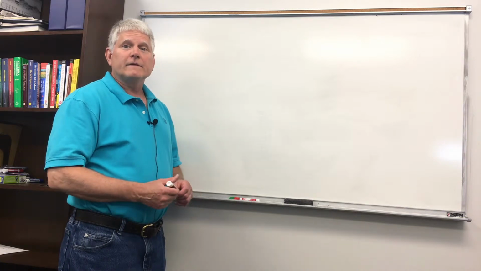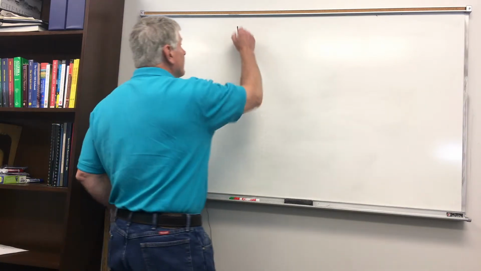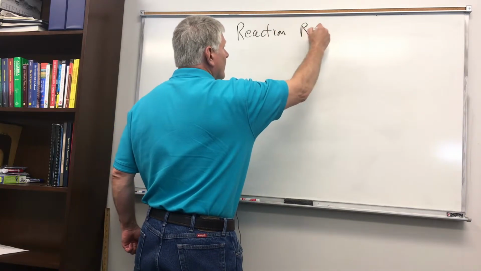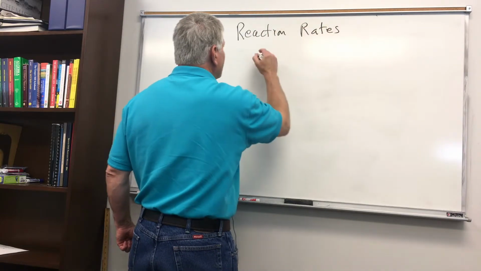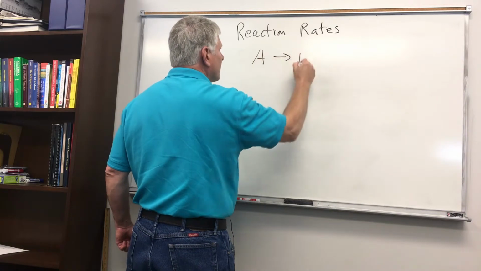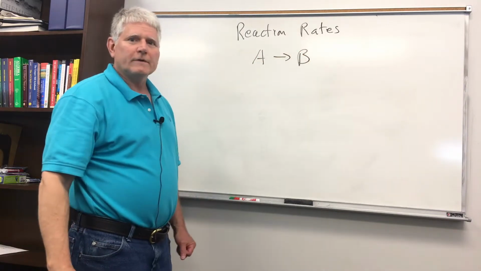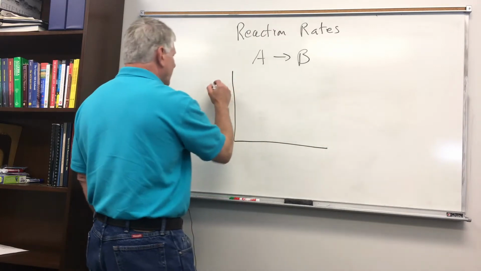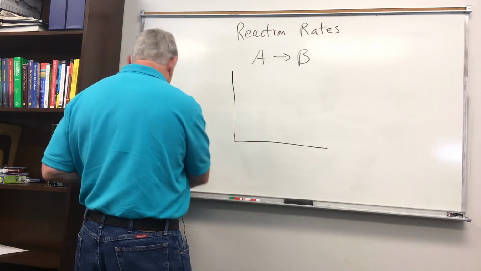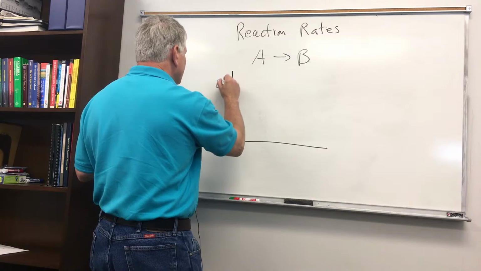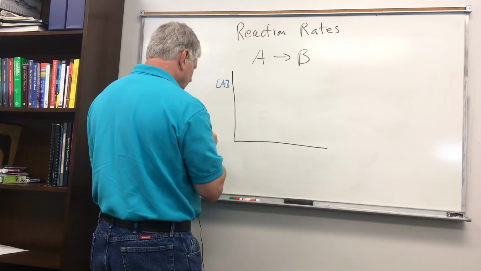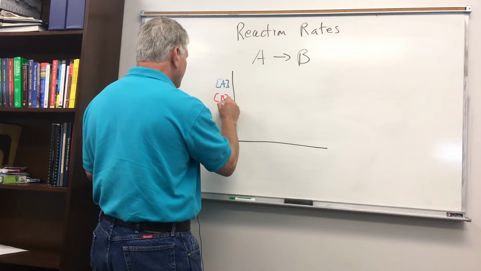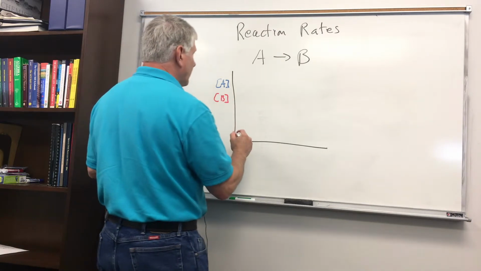Consider the rates of chemical reaction. Say we have a reaction A going to B, and we can plot the concentration of A and the concentration of B. I'll do A in blue and B in red as a function of time.